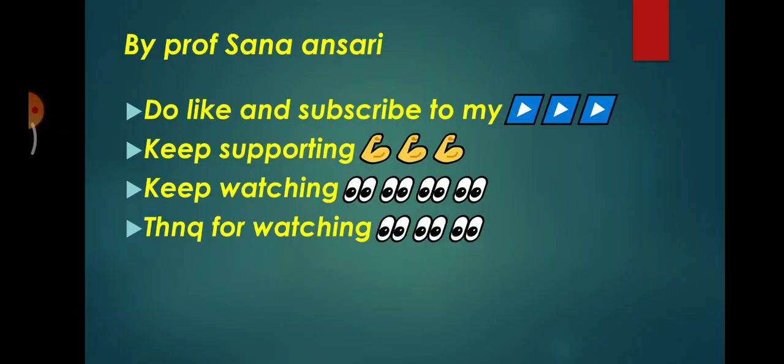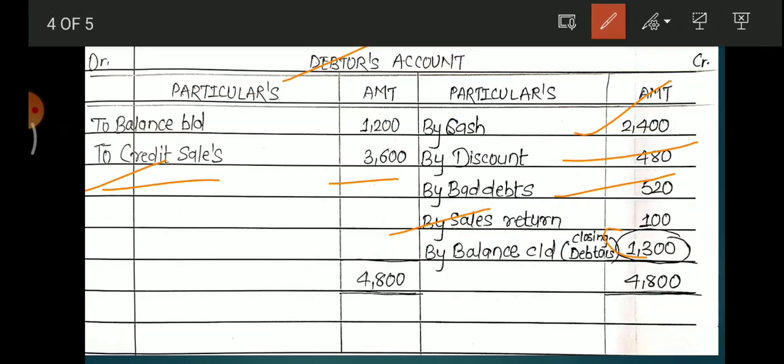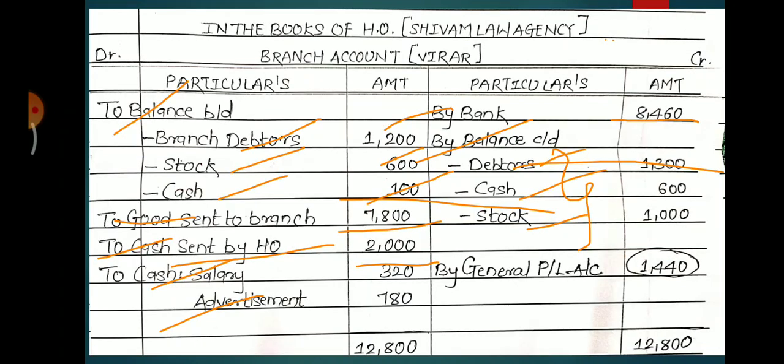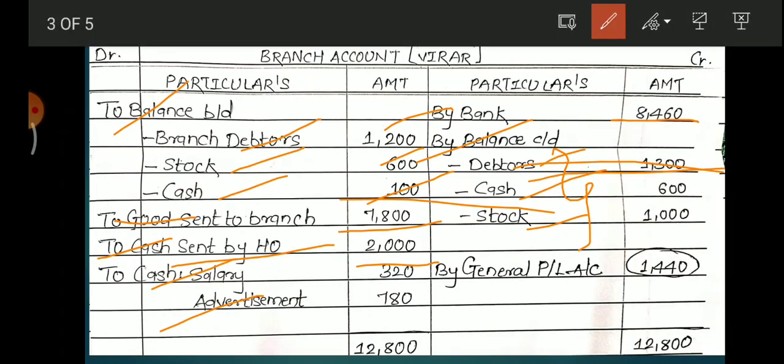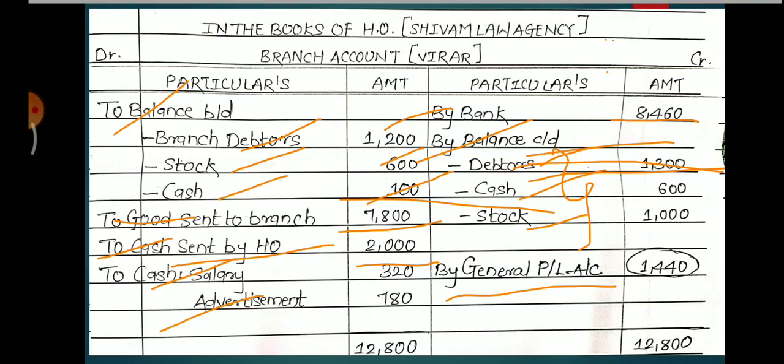You will get the closing balance amount on the credit side of the debtors account, then we have to mention it in the branch account as closing debtors. So as you can see here, then we have to tally and figure out all these debit and credit particulars, then you will get the difference balance here on the credit side. So you just have to write 'By general P&L account'. So friends, here we have completed this question.